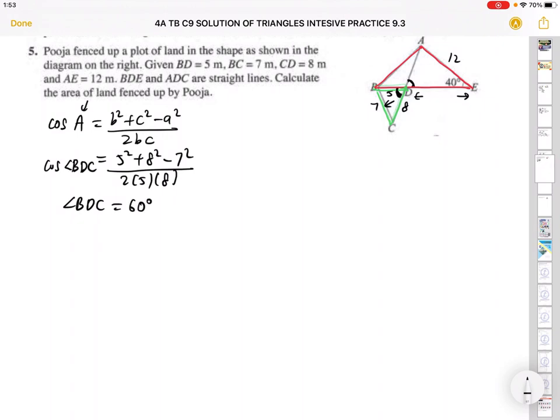Now, if this is 60, the opposite side is also 60, right? And if I know this is 60, I think we can find this angle here. Yeah, this angle will be 80, right? Angle DAE. Okay, let me write down. Angle DAE is 180 minus 60 minus 40 equals 80. And if I know this 80, I can find DE.